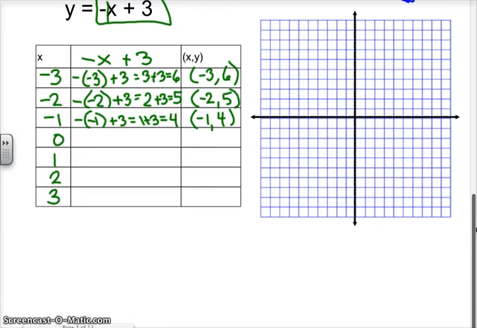So the next example, we have x equaling 0. And our equation is negative x. So we have negative 0 plus 3. Well, 0 is neither negative or positive, so it just always stays 0. So we have the point 0, 3.